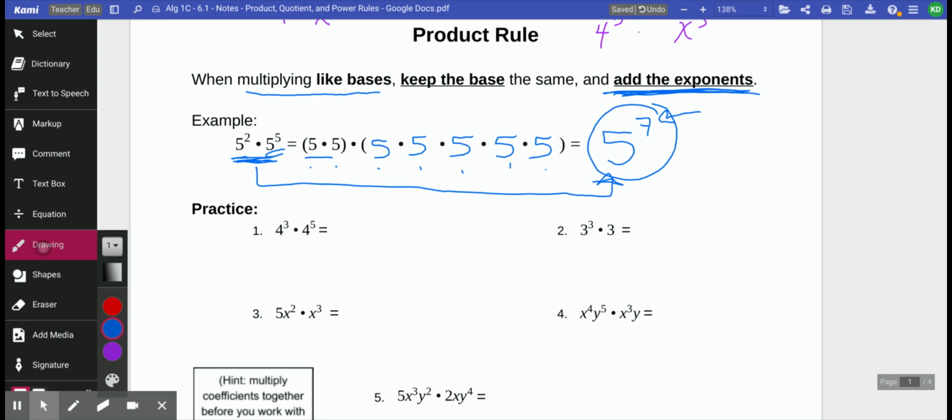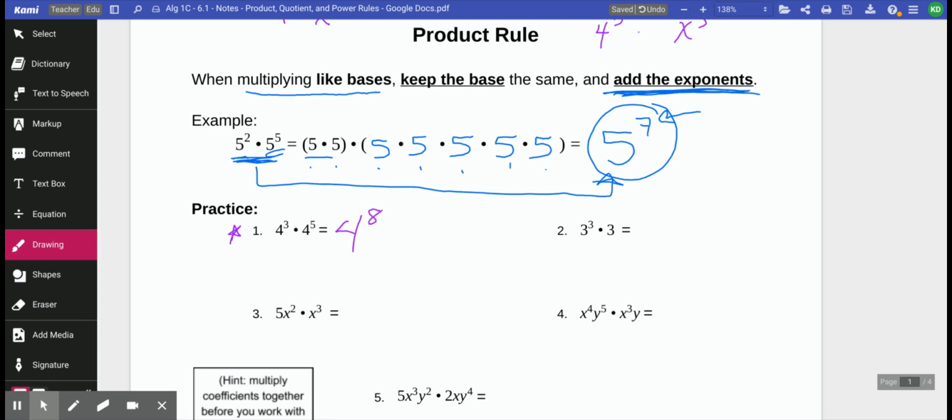So let's do some practice here. And remember, the base will stay the same. It's always 5 to the second, 5 to the fifth. Our answer is 5 to the 7th. For our first practice problem, 4 to the third times 4 to the fifth, the 4 is going to be the base. 3 plus 5 is 8.